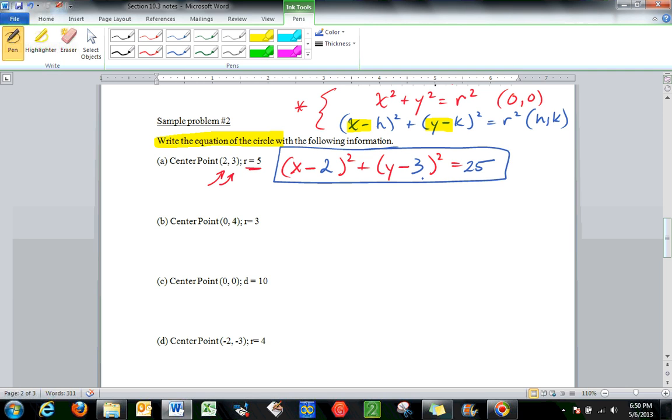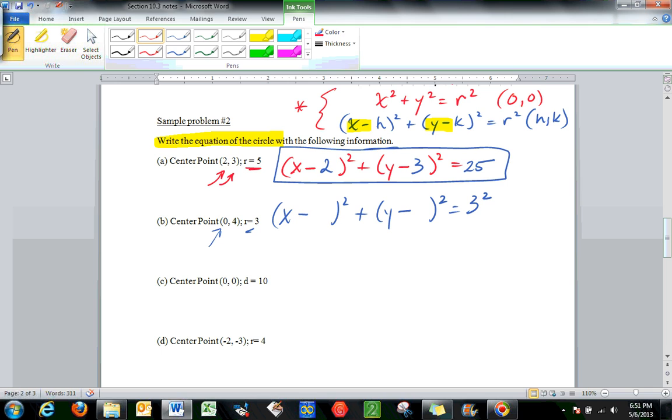Okay, so let's look at part B. Part B says that we have a center point of (0, 4). This is a little different. We do have a 0, but it's not (0, 0). So we're still going to need to use the second equation. I'm going to preset this again: (x minus a value) squared plus (y minus a value) squared equals r squared. In this case, that's 3 squared.